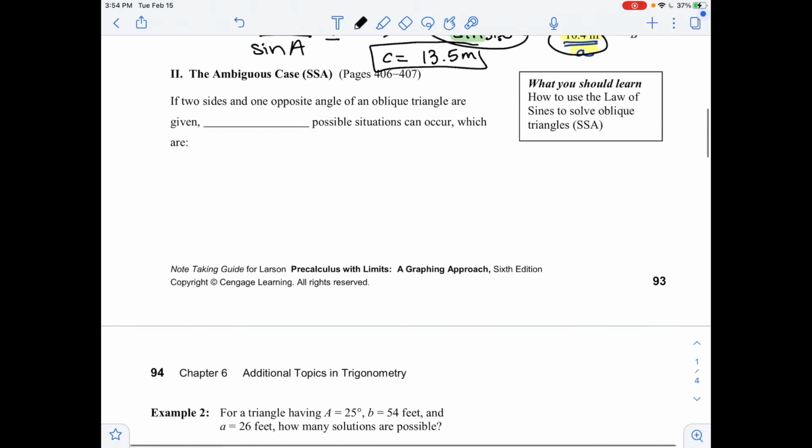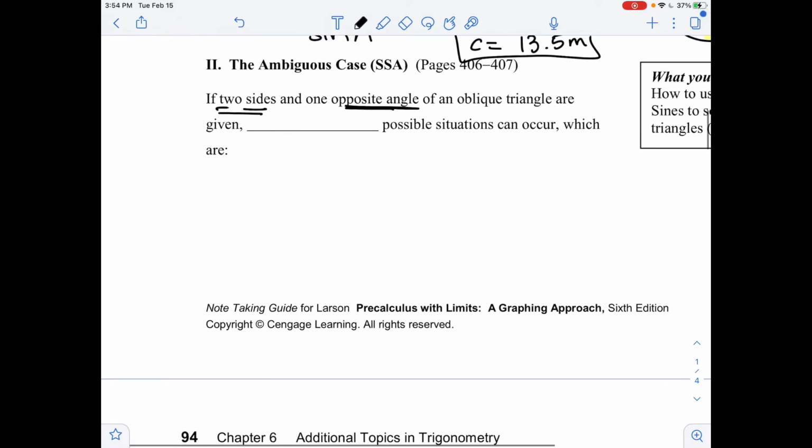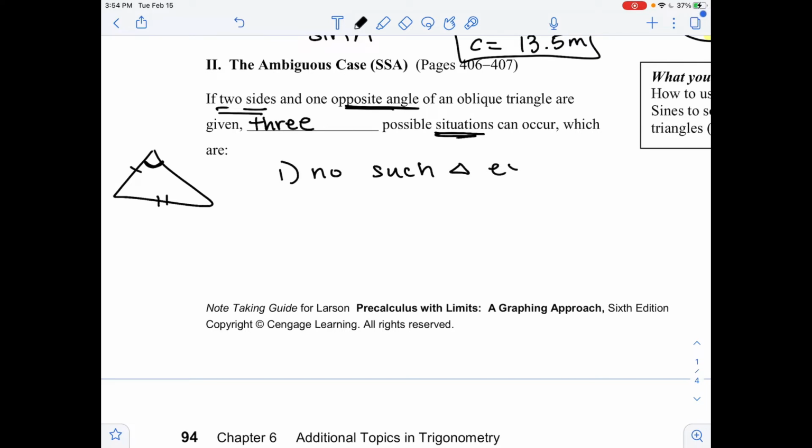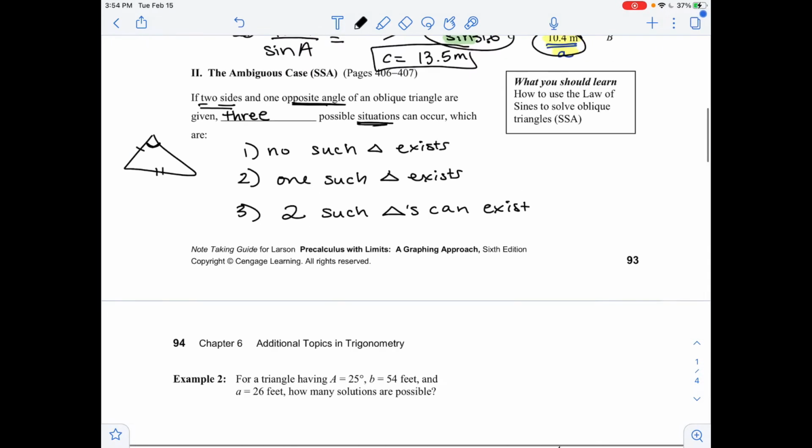Okay, so what about this case? If there are two sides and one opposite angle of an oblique triangle, so if you've got this triangle, we've got two sides and one opposite angle, then there are three possible situations, which are: one, no such triangle exists; two, one such triangle can exist; or three, two triangles can exist. There are three possible situations.